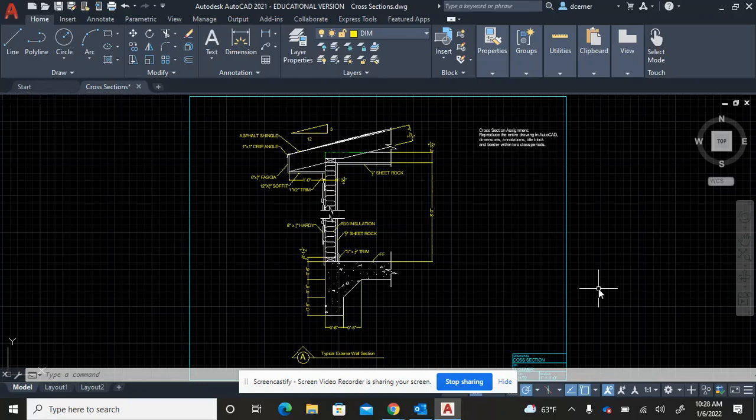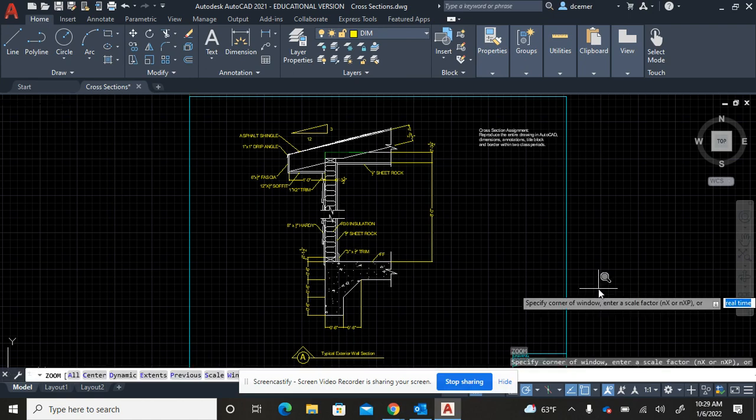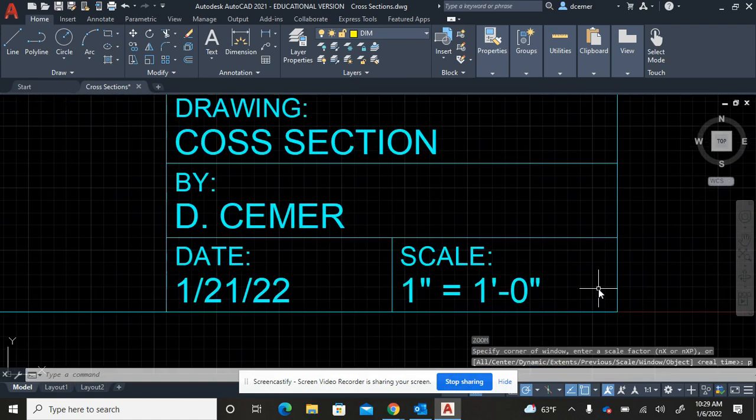Howdy! Today we're going to be looking at some of the subtleties of the cross-section assignment. So let's start by having a look at the title block that we set up. I set this to be a 1 inch equals a foot scale factor, okay?